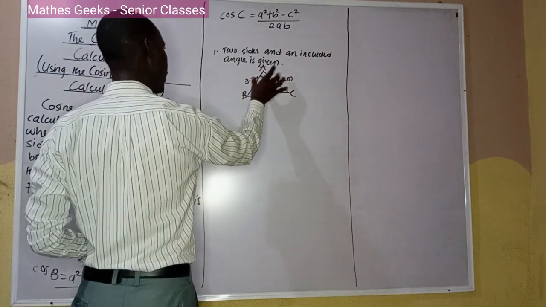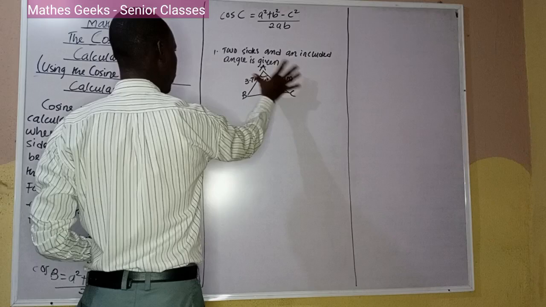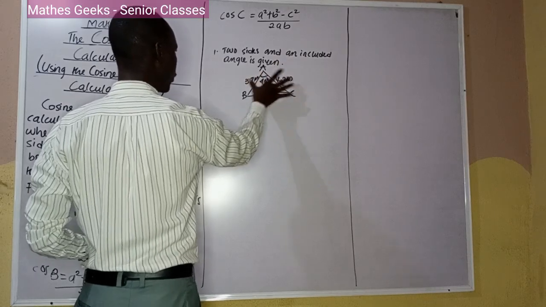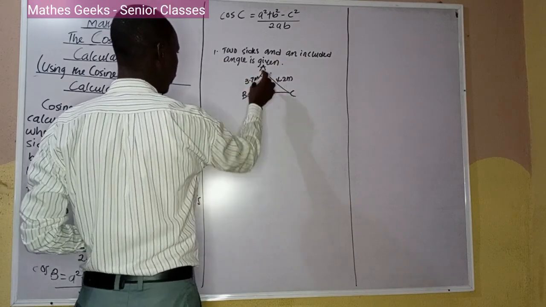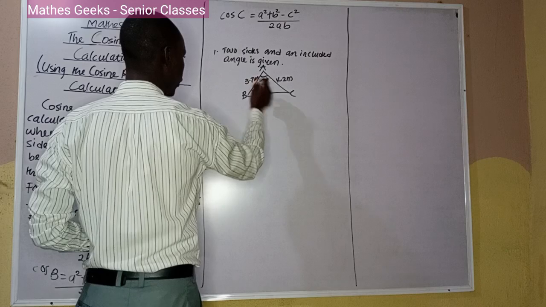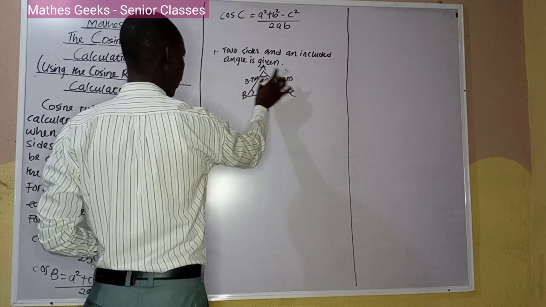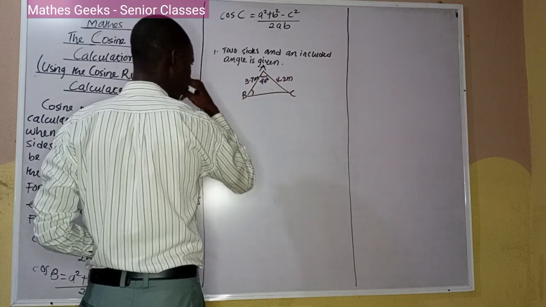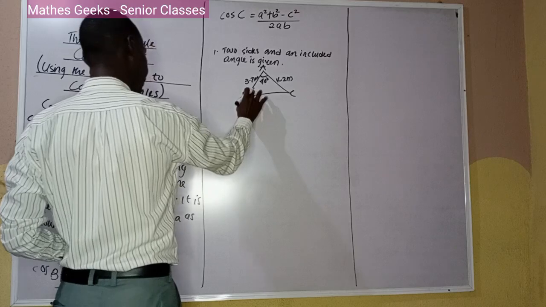If this angle is given, and these two sides are given, the angle must be between these two given sides. If the angle given is here, then there is no way we can use the cosine rule. Rather, we are going to use the sine rule. So let's take note of that.